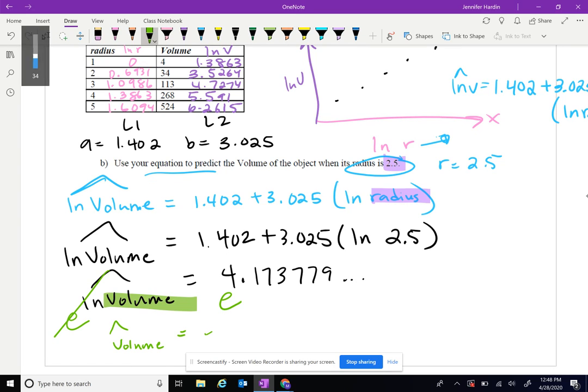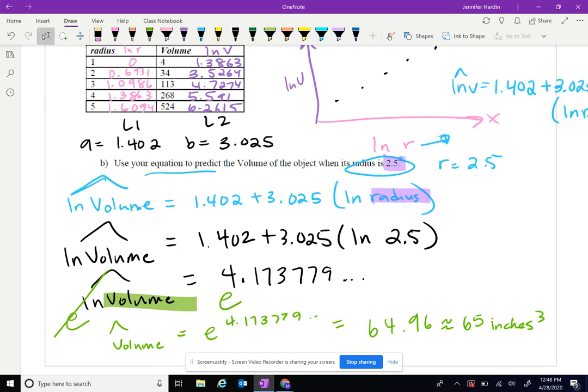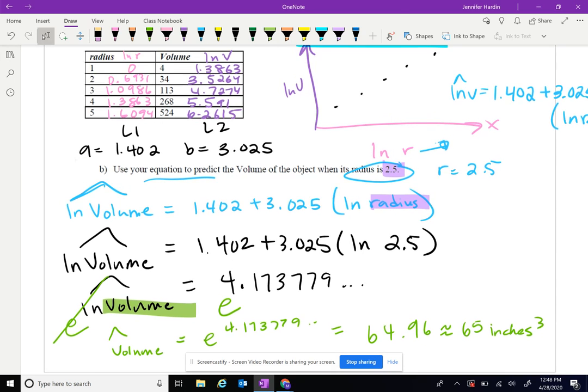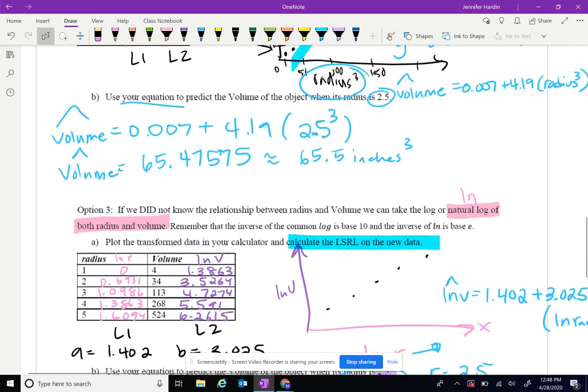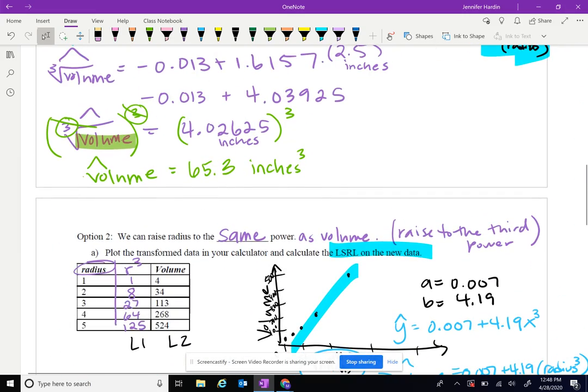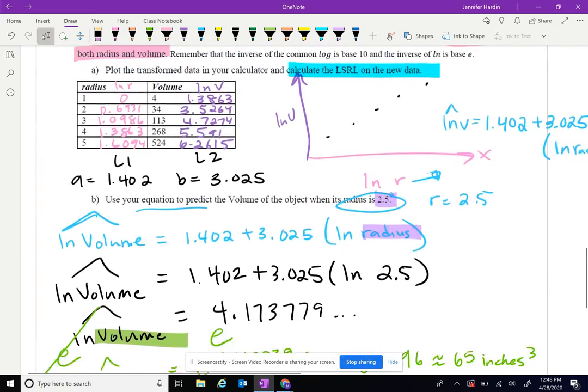And then you would just be left with the prediction for volume is equal to e to that 4.173 whatever power. And now you can round. And here we're getting about 65 inches cubed for that final answer. So they all should be about the same. Like here I got 65 perfectly. There I got 65.5. Here I got 65.3.